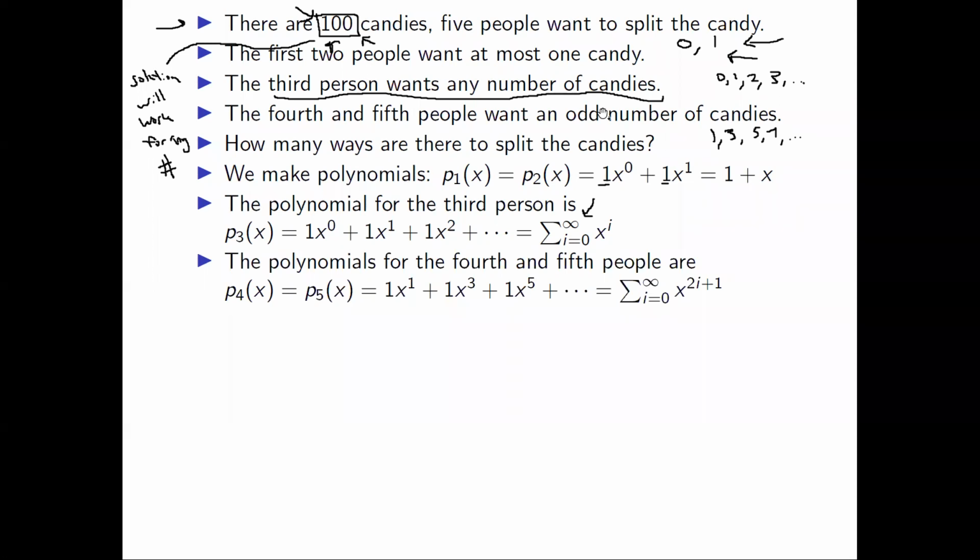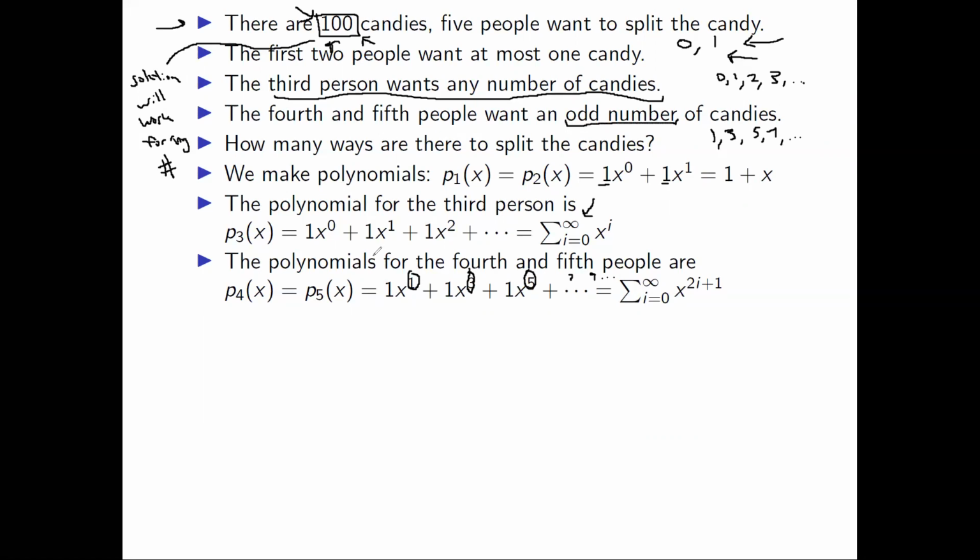We see the fourth and fifth people, they want an odd number of candies. So an odd number, it's like 1, 3, 5, 7, 9, and so on. So any powers of x that are odd have a 1 coefficient next to them. So the 1 power, the 3 power, the 5 power, all of them have 1s next to them. Any powers of x that are even powers, they have 0 coefficients next to them.